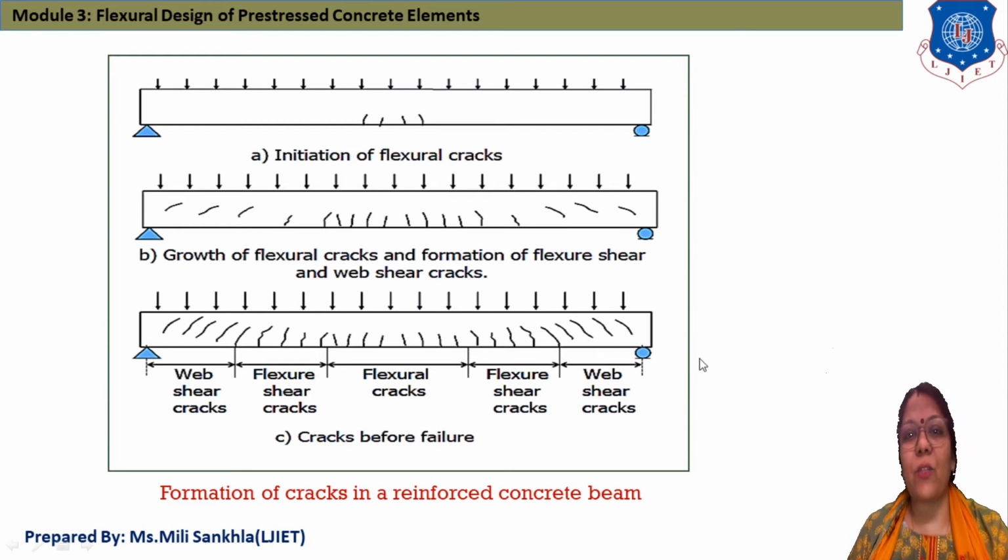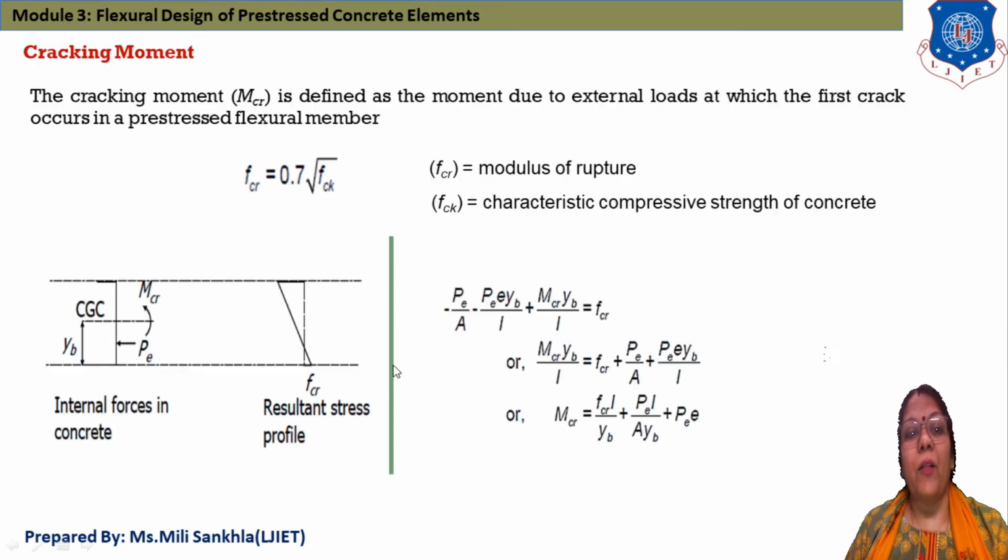In this last figure, look at this. Web shear cracks propagate near the support, then center point of neutral axis, and also in inclined condition, and from this to this span, middle one to this one, this flexural crack, and near to this flexural crack, flexural shear crack will form. Now we discuss what is cracking moment. Next topic is cracking moment.